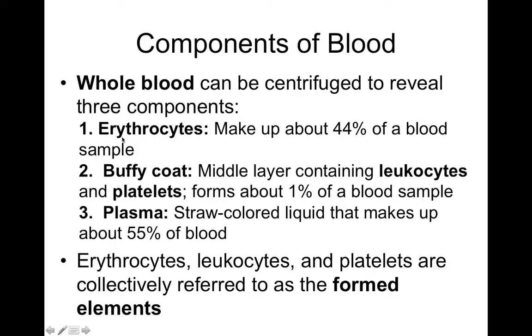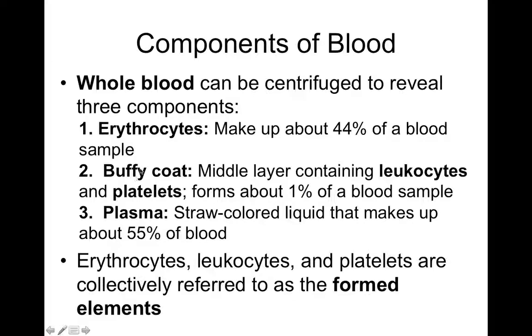But these heavier elements like the erythrocytes will sink towards the bottom of the test tube, whereas plasma will float towards the top, and you'll end up with a buffy coat in the center. So the erythrocytes make up about 44% of your blood sample, like an average blood sample. 44% of that blood volume is made up of erythrocytes or red blood cells. And we also call this hematocrit. So when you talk about someone's hematocrit, we're referring to the erythrocytes.